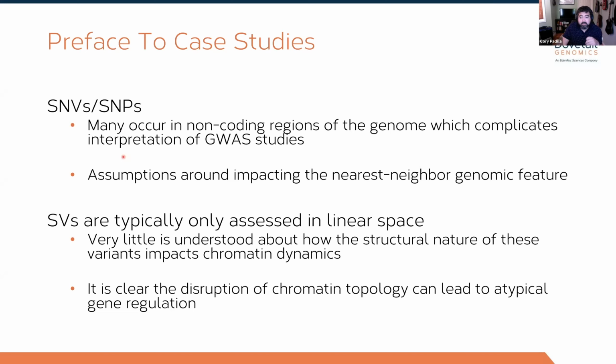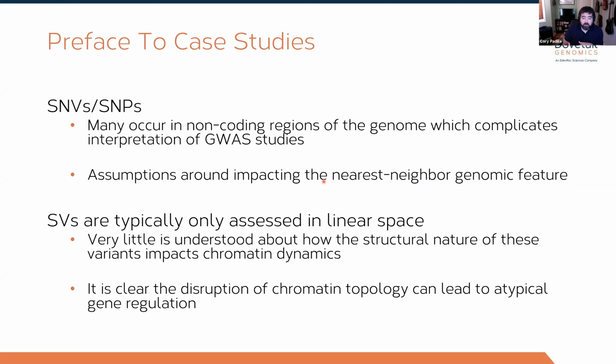And so the term that's kind of popped up around them are these VUSs, variants of unknown function, right? And the other thing that's often occurring when people are using SNP and SNV data is that they're putting an assumption around the fact that the area or gene that it's impacting is the nearest neighbor, it's the nearest genomic feature, right? So if you're looking at a SNP that occurs at an enhancer region, the assumption often is to put that to the nearest neighbor gene, your nearest neighbor promoter. And our first case study is going to show you why that's maybe not the best idea.